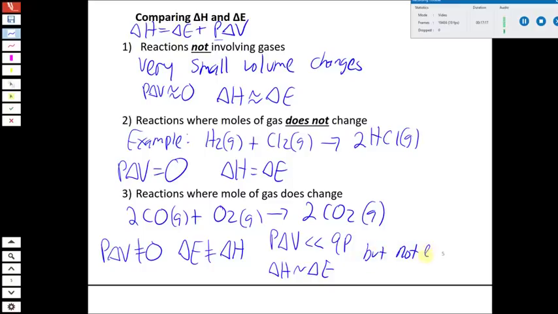The whole point of this is that even though delta H and delta E aren't always exactly the same, and even though they're defined differently, the values that you end up getting when you measure them usually end up being very similar to each other. So in many cases, we actually use them interchangeably.